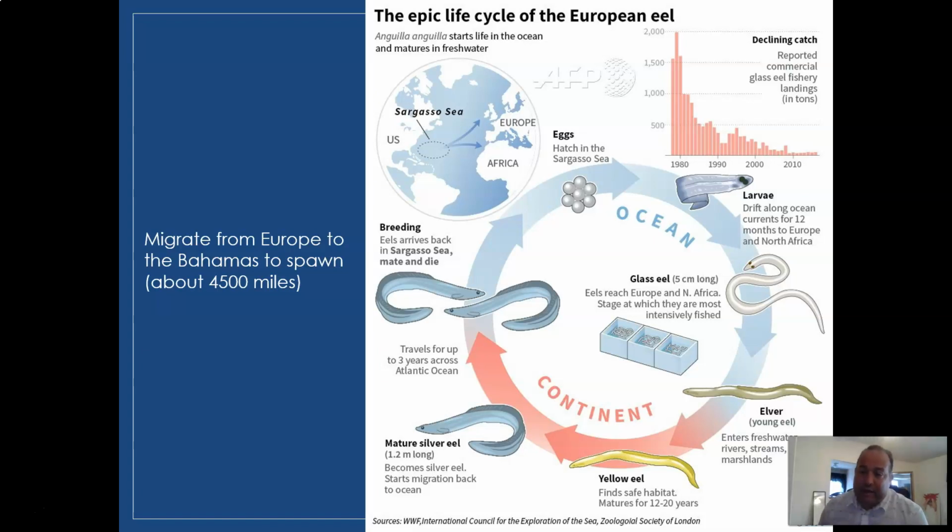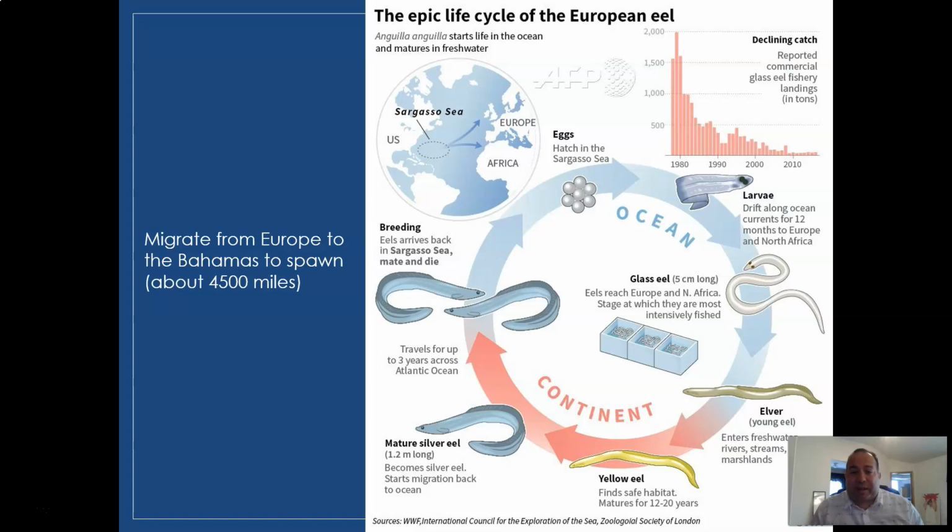They'll become what is called a glass eel, and that's the stage where they're most intensively fished. Then they eventually make their way into the freshwater streams of Europe and Africa, and they're a young eel. They become a yellow eel, and that's about 12 to 20 years. Then they'll become a mature silver eel.